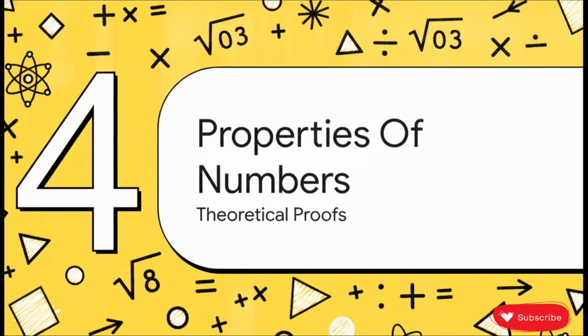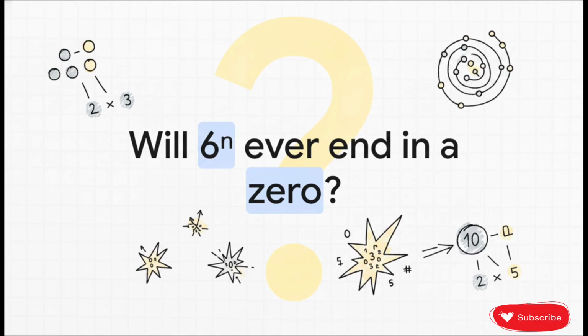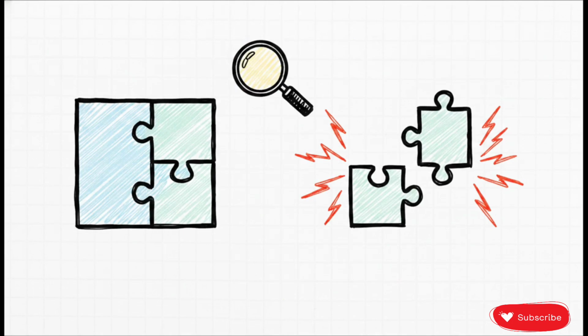All right, section 4, properties of numbers, theoretical proofs. Now, this is a super intriguing question from the source material. It asks us to predict the behavior of a number raised to any power, which kind of seems impossible until you know the hidden rule. If you take the number 6 and raise it to the power of any natural number n, 6 squared, 6 cubed, 6 to the power of 1,000,000, will that final calculated number ever end with a 0 in the ones place? Well, the big aha moment lies right in the prime factors themselves.